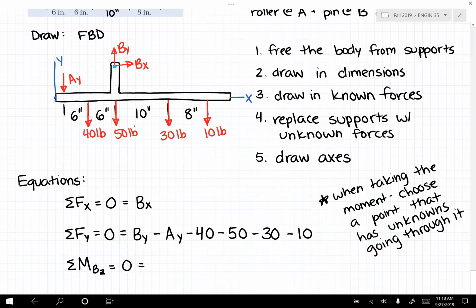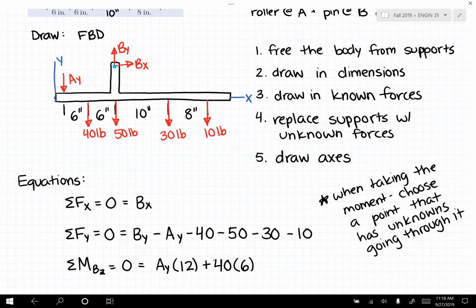So I have Ay, it's going to create a counterclockwise or positive moment about B. I have a moment arm of 12. And then that 40-pound force is going to create a moment about B. And I have a moment arm of 6, and that is a positive moment. That 50-pound force, remember using the principle of transmissibility, I can slide that force so that it goes straight through B. So that 50-pound force has a 0 moment arm, so it will not create a moment about B.